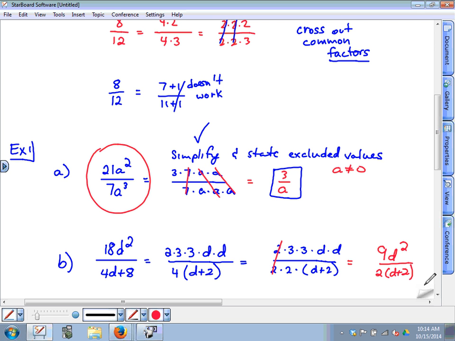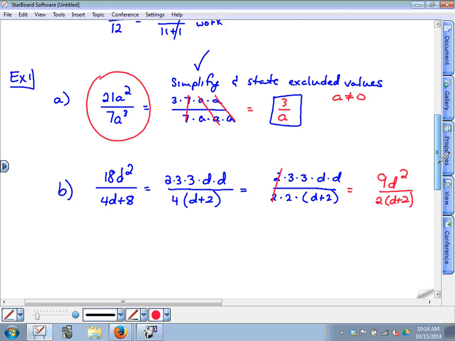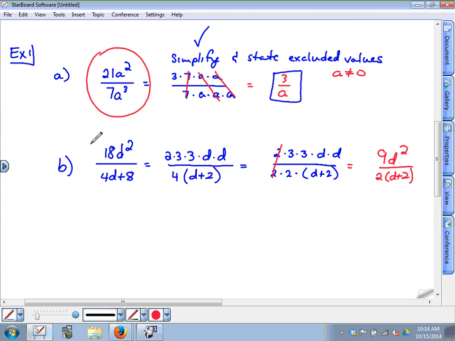Okay? So that's the simplified form. Now we have to state the excluded values. So you go back to the original right here. And it doesn't matter what the numerator is. It only matters what the denominator is. You got to think a little more carefully here. What can't D equal?